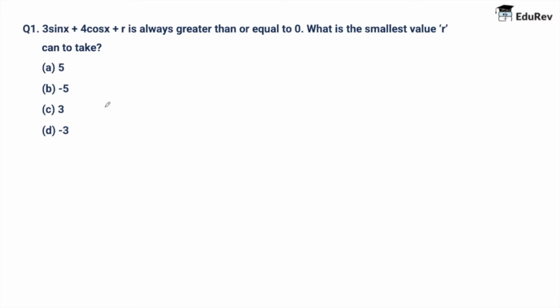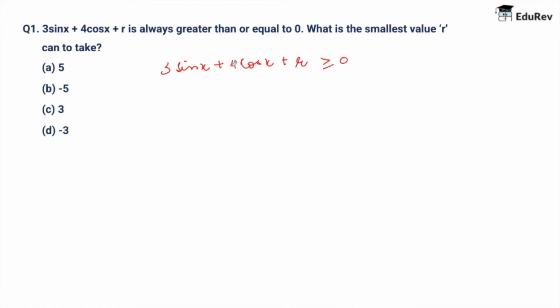So the first question says what? The first question says that if 3 sin x plus 4 cos x plus r is always greater than or equal to 0, so what is the minimum, or I can say the smallest value of r? Now, 3 sin x plus 4 cos x plus r has to be greater or equal to 0.